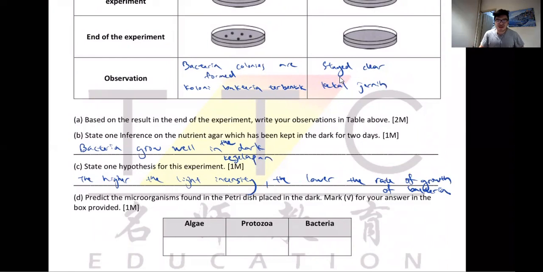Okay, the less light, the better bacteria grow. As simple as it sounds, can. Semakin rendah, semakin kurang cahaya, semakin baik bacteria bertumbuh. Can, no problem. I like to write it my way. Keep it simple. Nothing wrong with that.